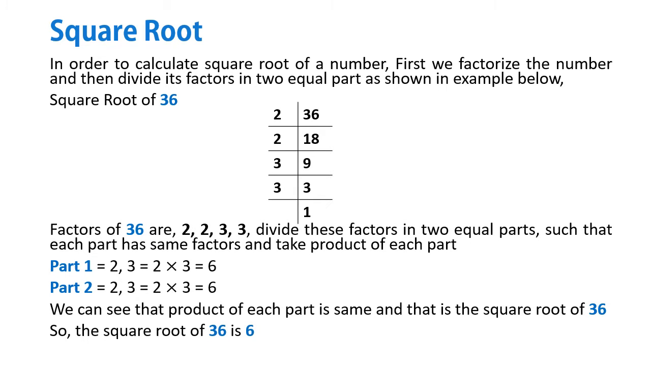In order to calculate the square root of a number, first we factorize the number and then divide its factors in two equal parts, as shown in the example below. Factors of 36 are 2, 2, 3, and 3. Divide these factors in two equal parts, such that each part has the same factors, and take the product of each part as shown. We can see that the product of each part is the same and that is the square root of 36, so the square root of 36 is 6.